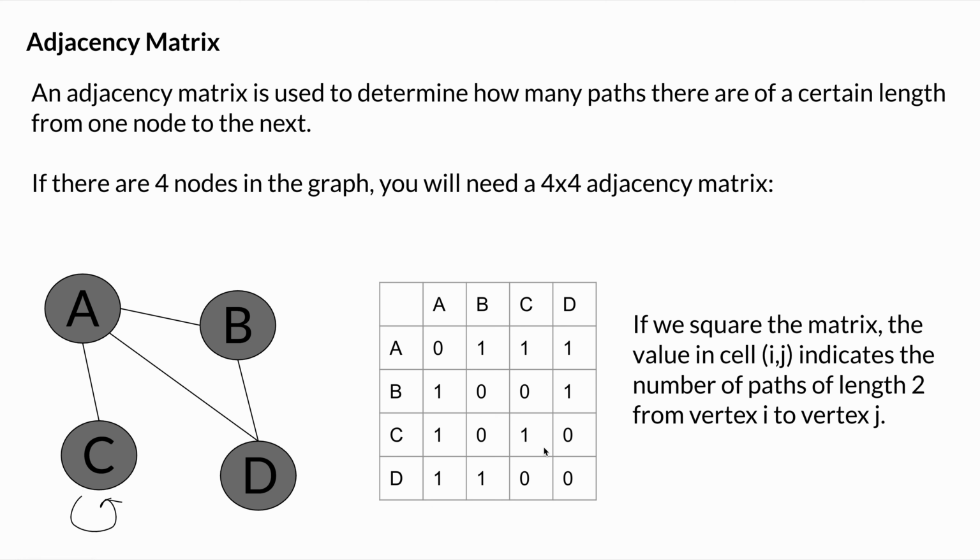From D to D, we don't have a little loop, so we're going to put 0. Now, the same goes for the others. So from A to B, there is a path. From A to C, there's a path. From A to D, there's a path. From B to C, though, we don't see a path which is of length 1. So that's why I put a 0 here.